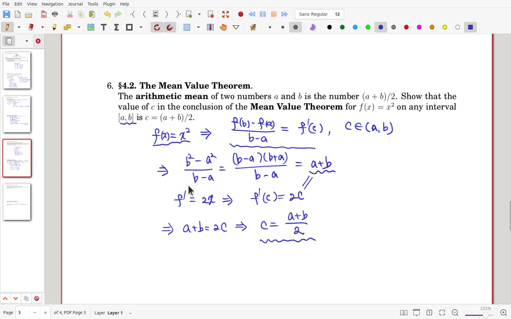So start with the left term of the mean value theorem and the right term, and you set them equal. Then you can solve for c to reach a plus b over 2.